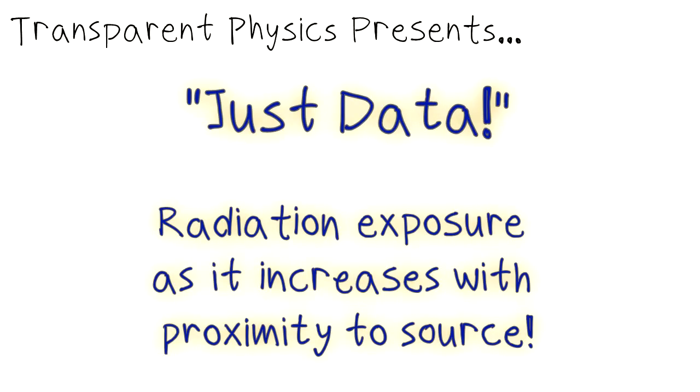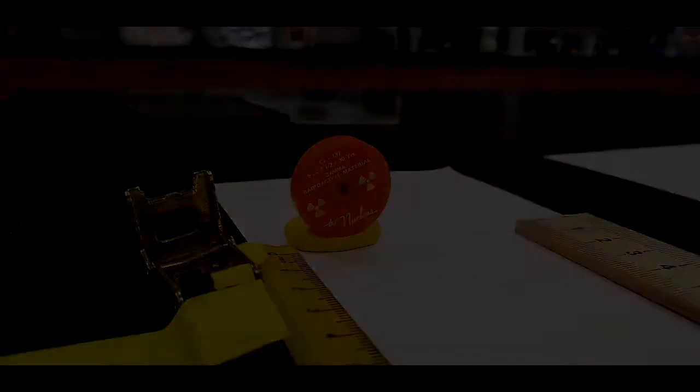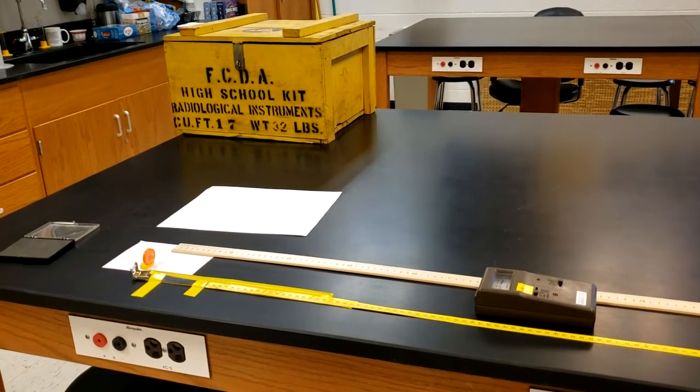This is another episode in the Just Data series, and today we're going to be looking at how radiation levels change as you get closer to a source and giving you a chance to analyze the data on your own. And speaking of sources, here he is, cesium-137, likes long walks on the beach and crossword puzzles. He also gives off 5 microcuries of radiation, so he's not that strong of a source overall.